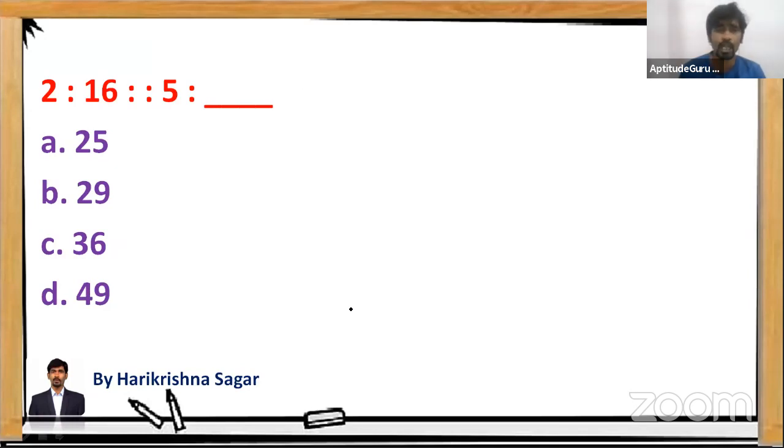Then you have to look for the other logic. So what is the other logic? 2 plus 2, that is 4. 4 square, they have taken it as 16. Then 5 becomes what? 5 will become 5 plus 2, that is going to be 7. 7 square is going to be 49, which is available as option D. You can mark it as the answer choice.